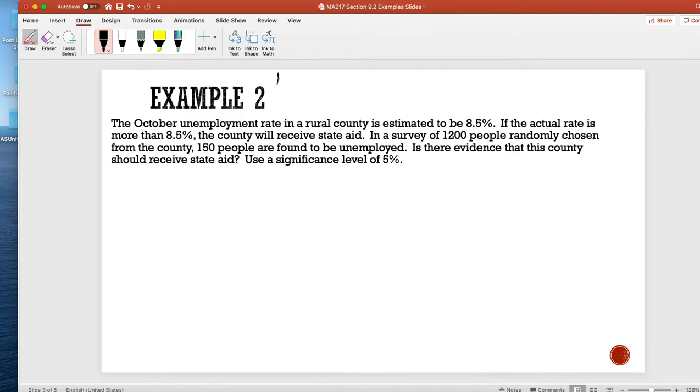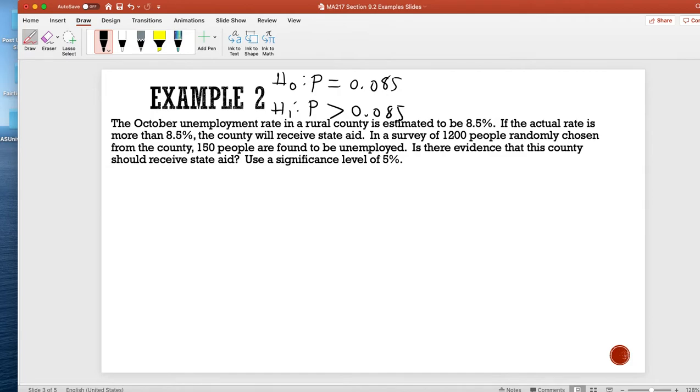So we need our hypotheses first. So we are told that the unemployment rate is estimated to be 8.5%. So our null hypothesis is that the proportion is equal to 0.085. And we know that if it's more than 8.5%, the country receives state aid. So the alternative is that the proportion is greater than 0.085. Okay?